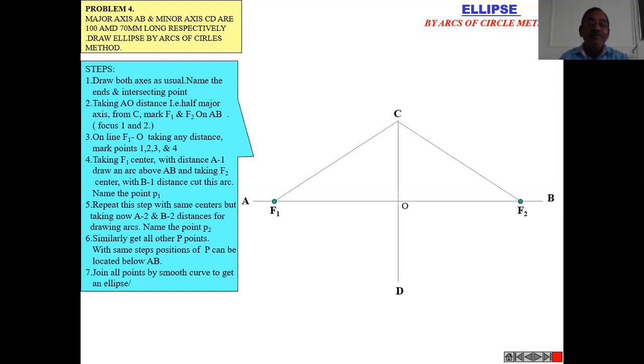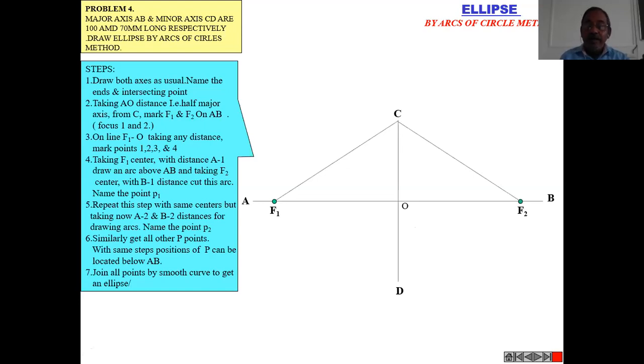So take 50 mm radius and C as center, draw two arcs to cut AB at F1 and F2. Thereby we are getting the foci located on AB. So now we got the major axis length as AB, and we got F1 and F2 exactly. Maybe we are not interested in the length, but they are fixed already by a particular method.